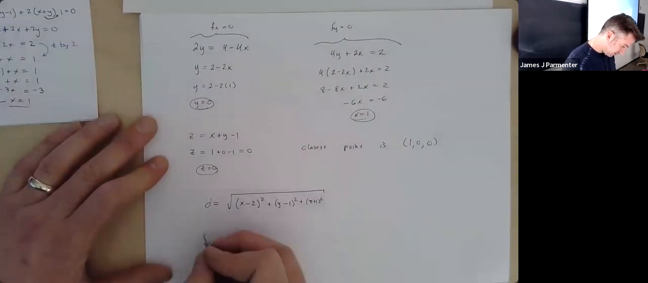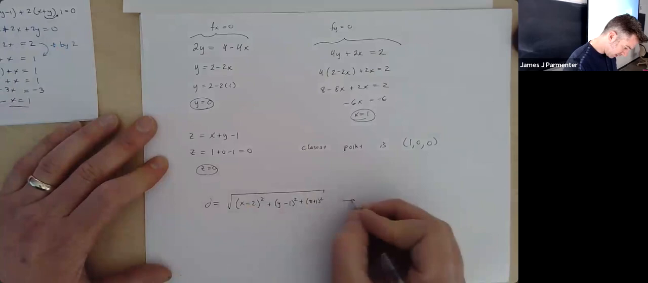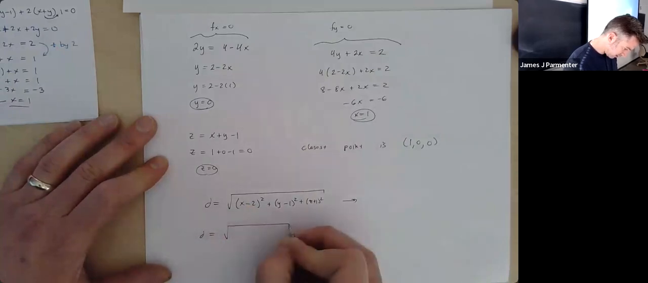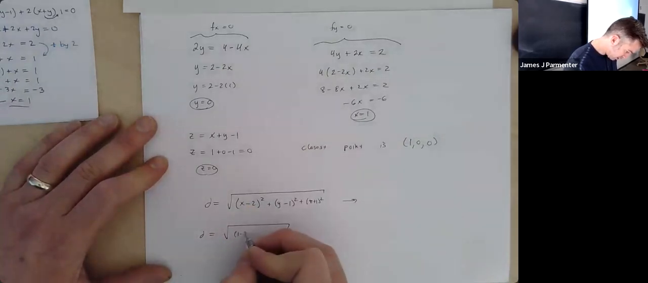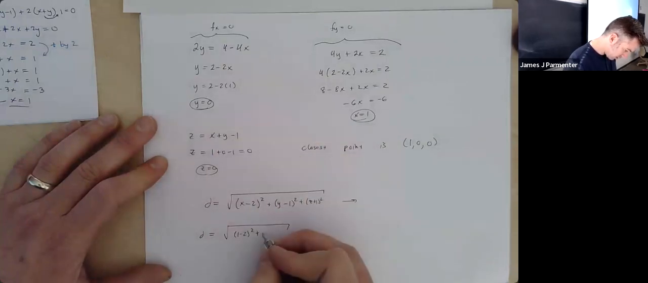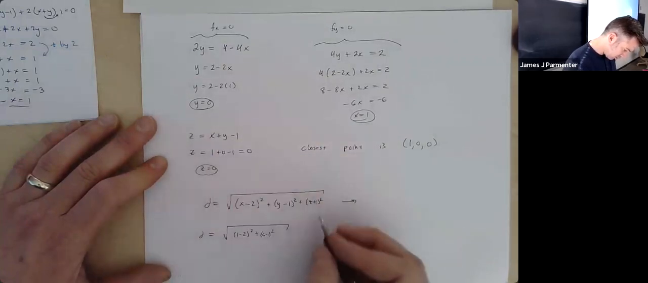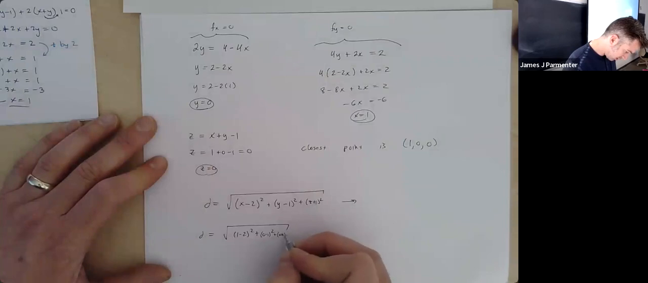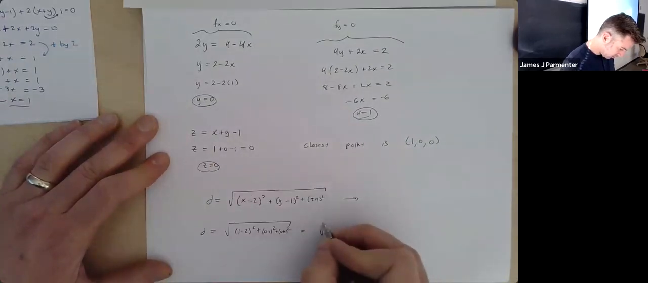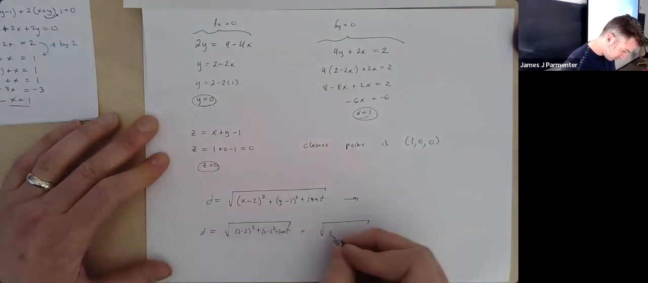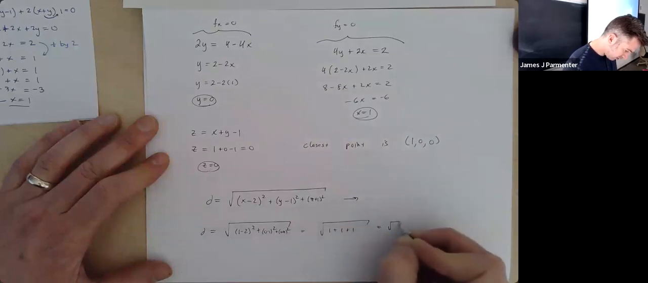So actually plugging in, we're going to get that the distance is equal to the square root of, let's see, x is 1, so 1 minus 2 squared, y is 0, so 0 minus 1 squared, and z is 0, so 0 plus 1 squared. So it's a little messy there. That's going to be the square root of 1 plus 1 plus 1, which is the square root of 3.